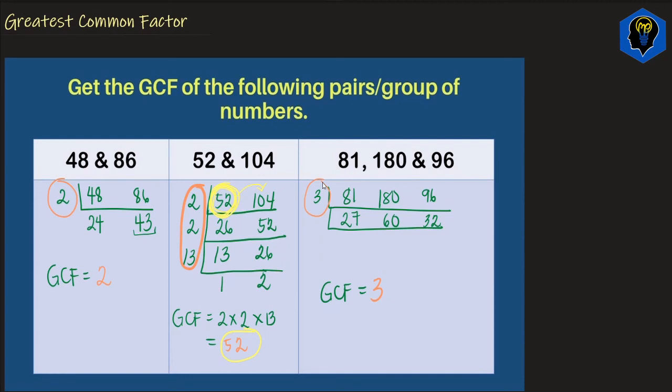So just a recap, we have applied our knowledge on prime factorization as well as divisibility rules. And we have used them to get the greatest common factors of pairs or groups of numbers. So, isn't it, our lesson today was very easy.